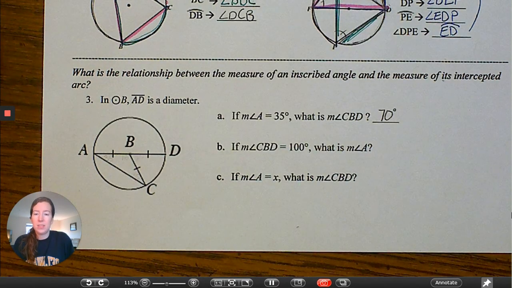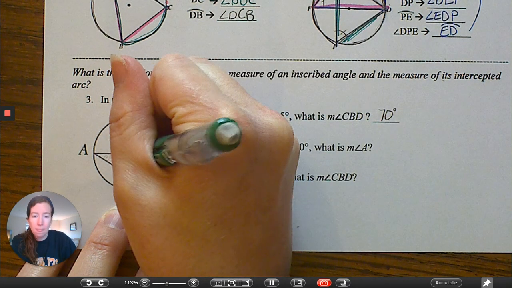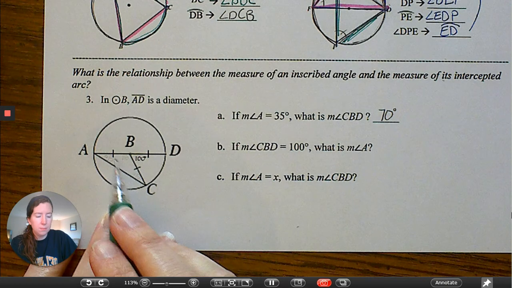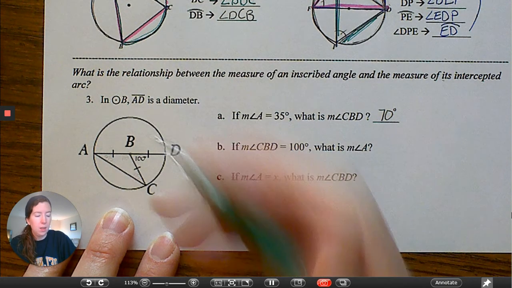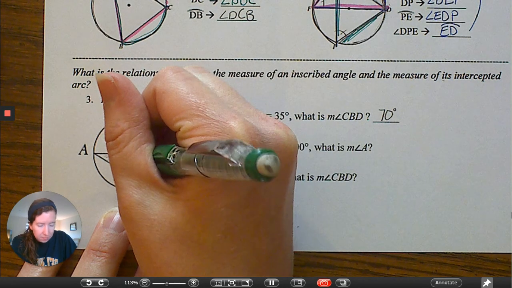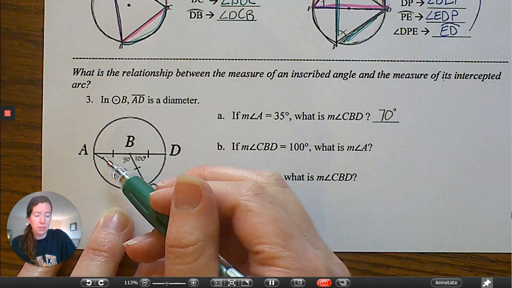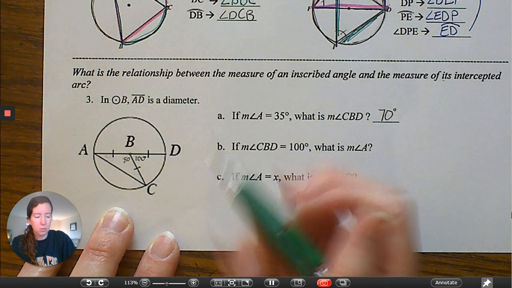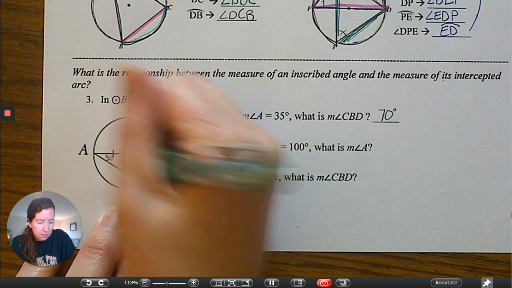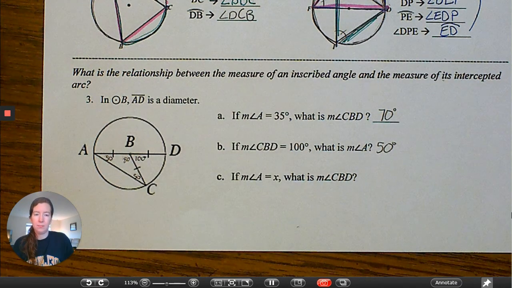If the measure of angle CBD is 100, so now they're giving me this angle. What is the measure of angle A? All right, well, if this is 100, the supplement of 100 is 80. 180 minus 80 is 100. So between angles A and C, it's going to be 100. So they each need to be 50 degrees. Okay, so let's go another step.